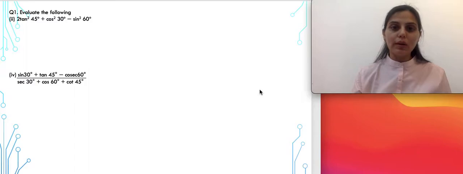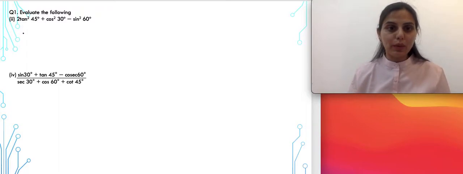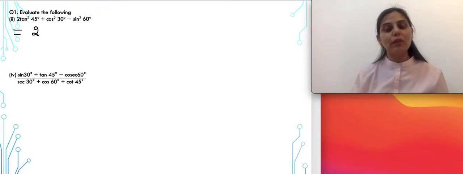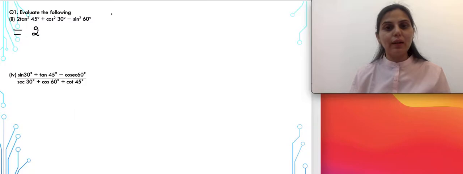In question number 1, for solving some of the parts, let's solve question number 1, second part. You are supposed to evaluate the following. Evaluating means finding the value. So 2 tan square 45. Now as I told you, if you know the value of one trigonometric ratio, you can find the value of all other ratios. So in case you get questions of this kind, you either need to memorize the table, which we have already done, or you can make a separate table in the rough and then find out the values and put those values.